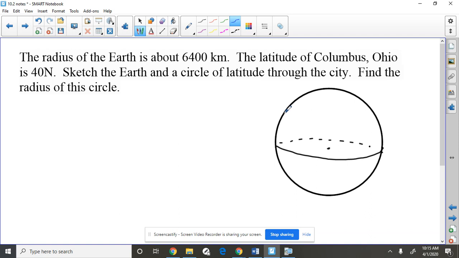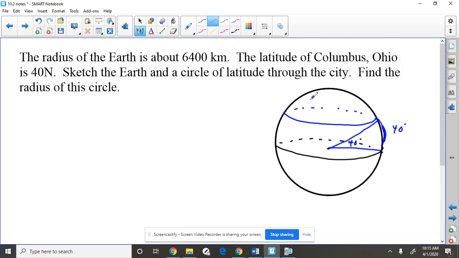So that 40 degree north latitude means that this arc here is 40 degrees. In other words, if we draw from the center of the Earth out to the equator, and from the center of the Earth out to a point on the surface along that line of latitude, that central angle is 40 degrees. So here, what we want to do is find the radius of this circle.